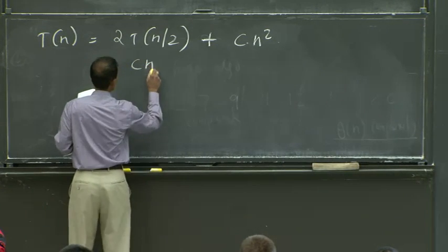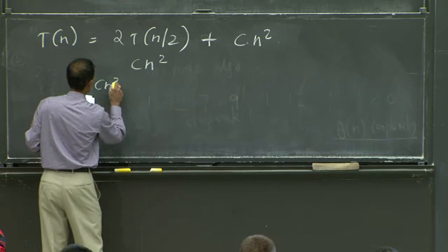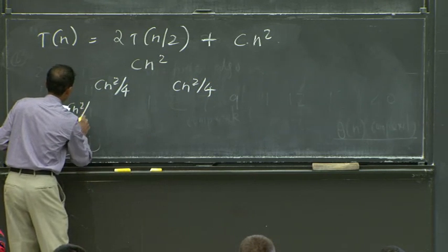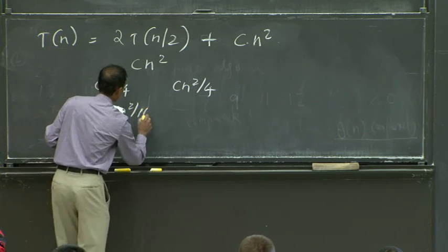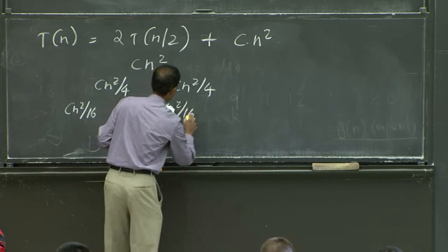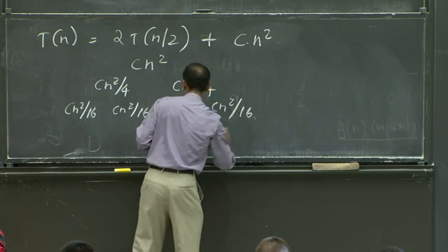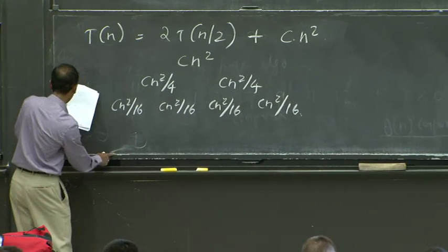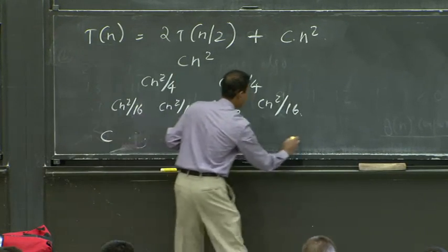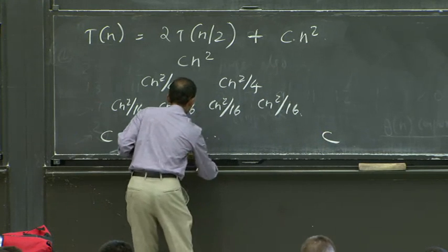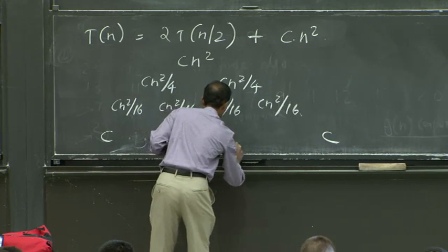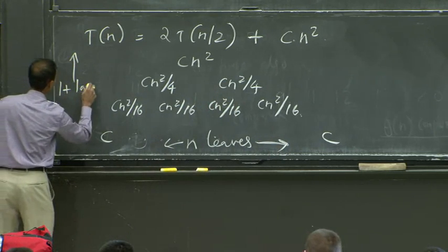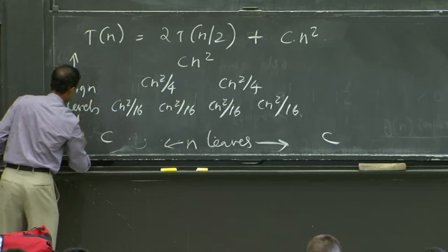Well, it looks kind of the same. Obviously, you have cn squared. You have cn squared divided by 4, cn squared divided by 4, cn squared divided by 16, 4 times. Looking a little bit different from the other one. The levels and the leaves are exactly the same. Eventually, n is going to go down to 1. So you will see c all the way here, and you're going to have n leaves. And you will have, as before, 1 plus log n levels. Everything is the same, right?